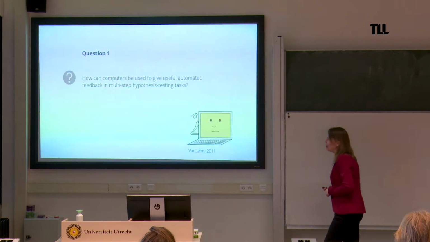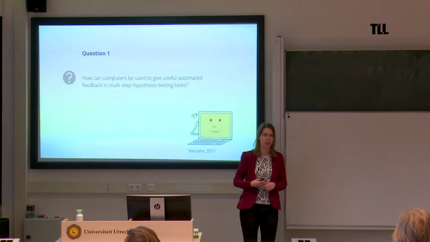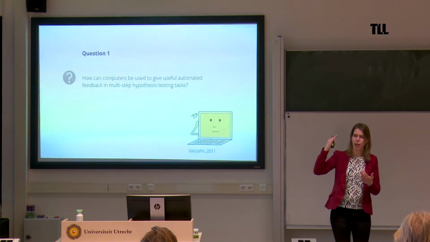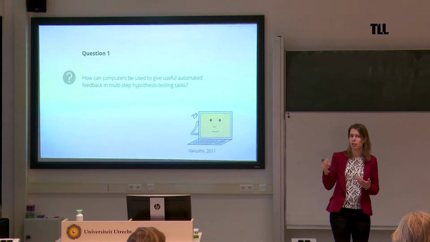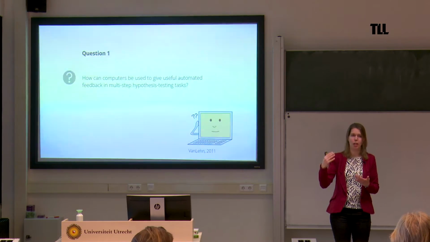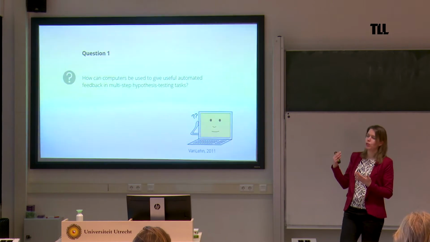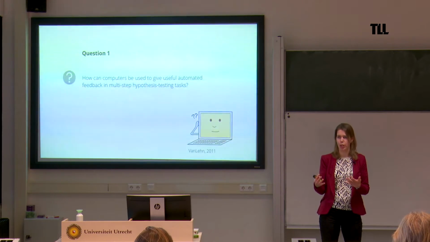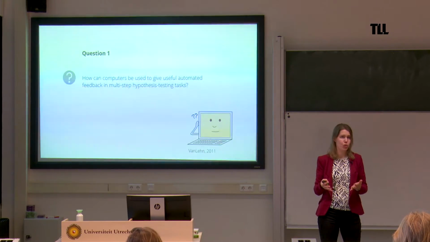The first question in my PhD research was how can computers be used to give useful automated feedback in multi-step hypothesis testing tasks? And we had several aims with this feedback. So one was to provide guidance along the way. So after each step a student adds to the hypothesis testing procedure, the computer could give feedback on whether or not the student was still on the right track. But we also wanted to give feedback on the meaning of the hypothesis testing procedure. What is it that you're doing when you're doing a hypothesis test?